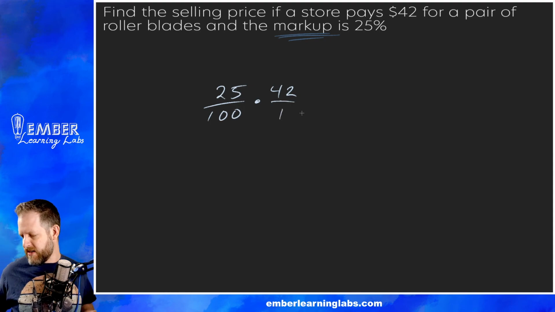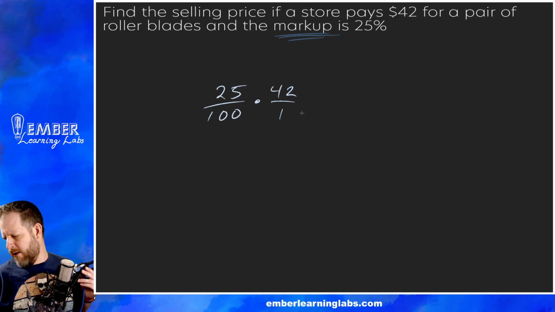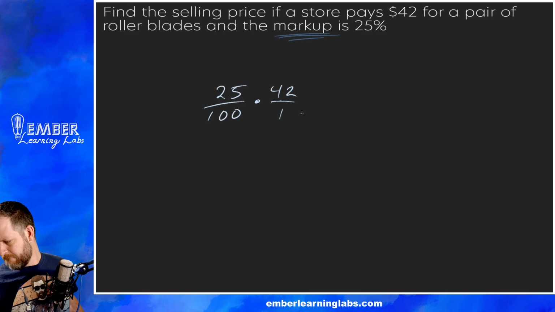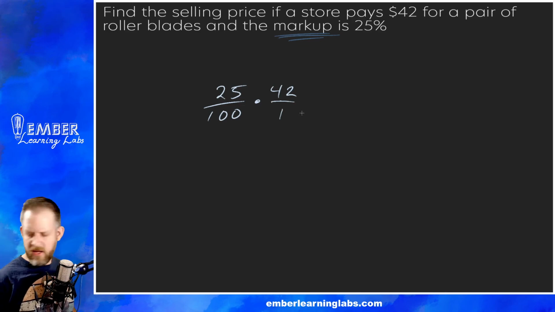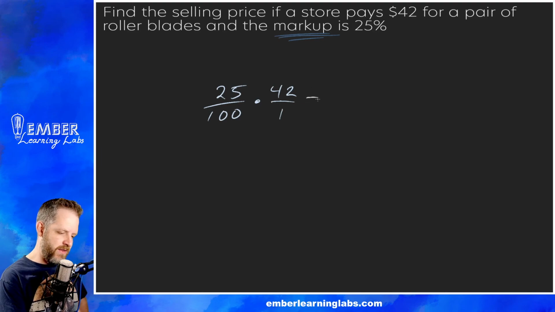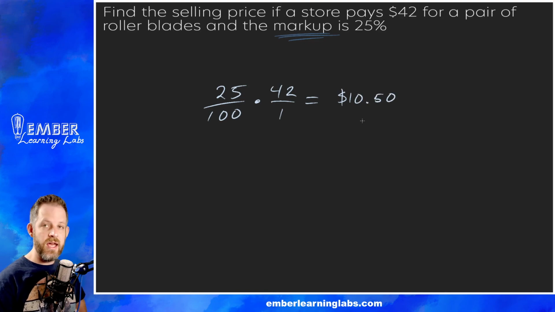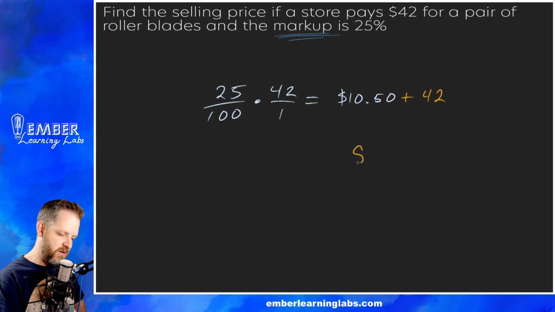When we do that, we get, I think I already have that. Oh, it's on the page I was at. Let's see. We end up with $10.50. Okay, so what we want is we want the selling price. So we want to then take and add that onto the 42. And so what you're going to be expecting to pay for these rollerblades is $52.50.